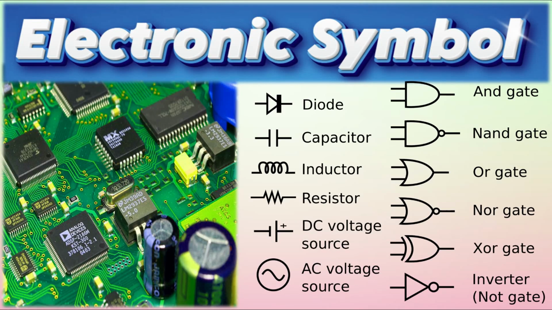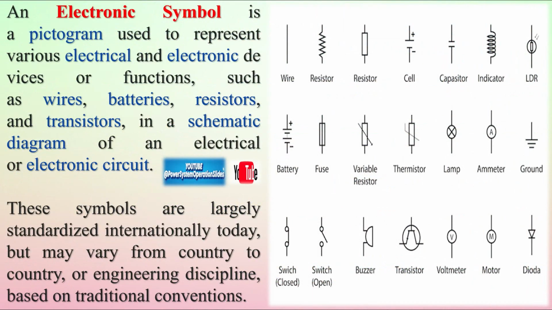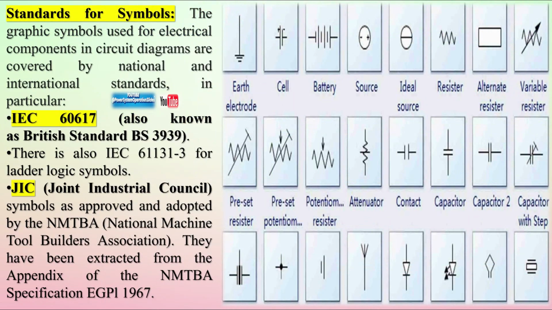Electronic symbols are standardized visual representations used to depict components, connections, and functions in electrical and electronic circuits. They serve as a universal language in engineering, allowing professionals to communicate complex designs efficiently. For instance, resistors are represented by zigzag lines or rectangles, while capacitors appear as two parallel lines, one sometimes curved.